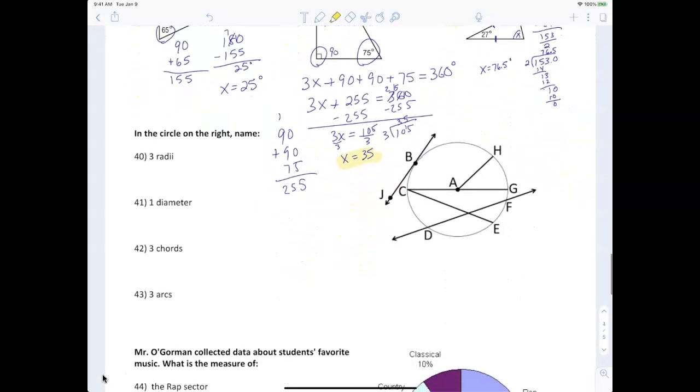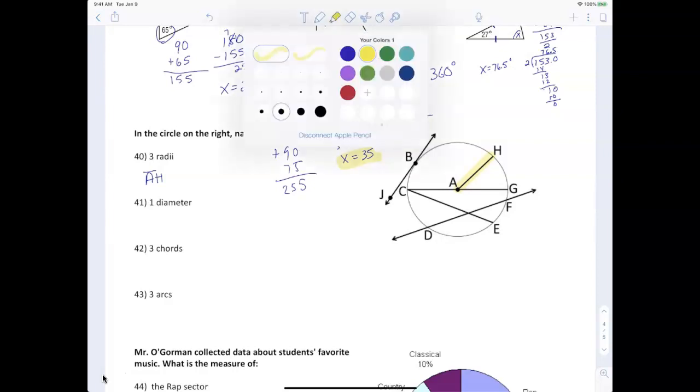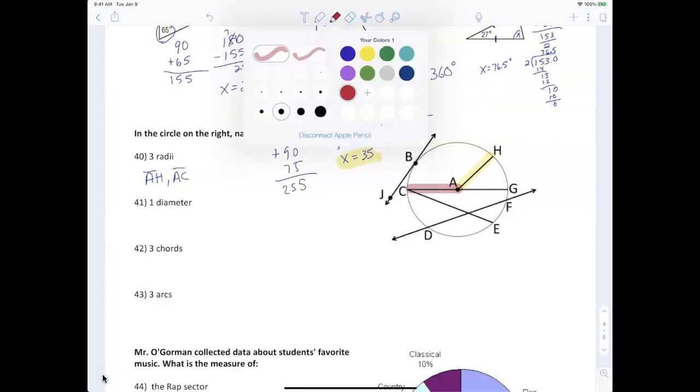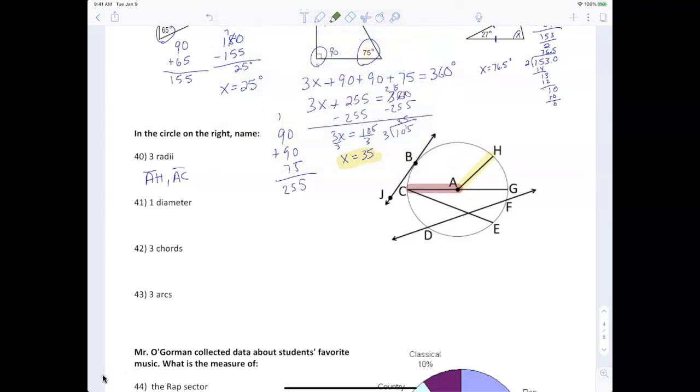Alright? Now, on these now, this is just back to definitions. Alright, so I'm going to draw the radii. Remember, the radii is from the center to a circle. Alright, so AH is a radius. And then AC is a radius. And then AG could be considered a radius.